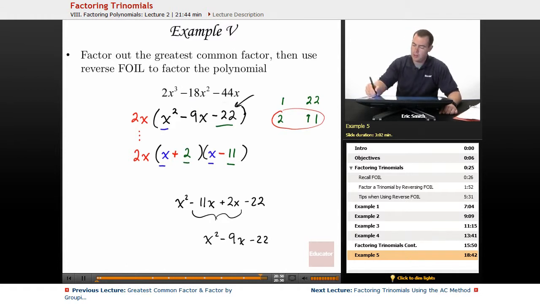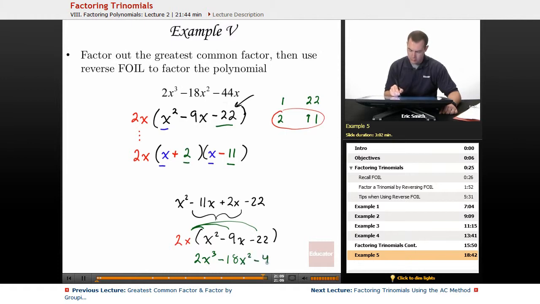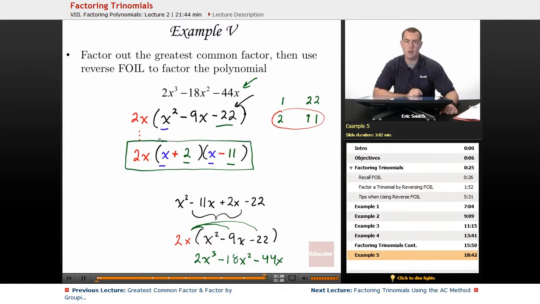Now, if you want to go ahead and put in the 2x as well, this will take you back all the way to the original one. Remember to use your distribution property so you can see how that'll work out. 2x cubed minus 18x squared minus 44x. And sure enough, that is the same as the original. So everything checks out. I know that this is the correct factorization for our polynomial.